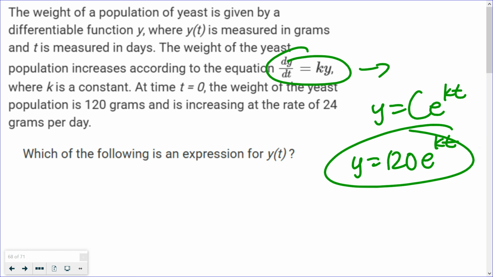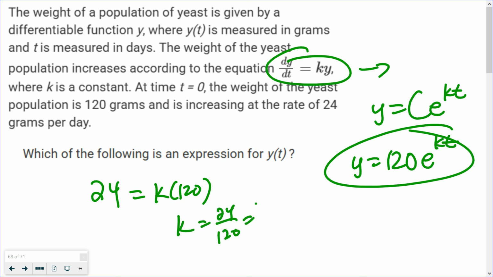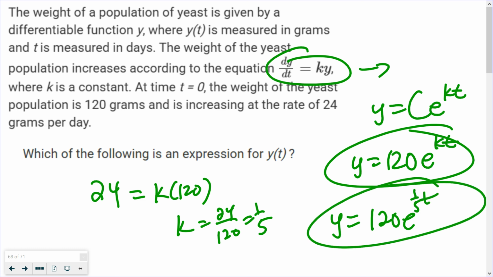What would get you the perfect is if you knew how to find K. And they give you a rate. If they give you a rate, isn't that dy dt? So then you should have put a 24 in for dy dt and a 120 in for y, because it's a constant rate. And then that means K would be equal to 24 over 120, which is actually 1/5. So the answer was y equals 120 e to the 1/5 t. Boom. That was not that bad.